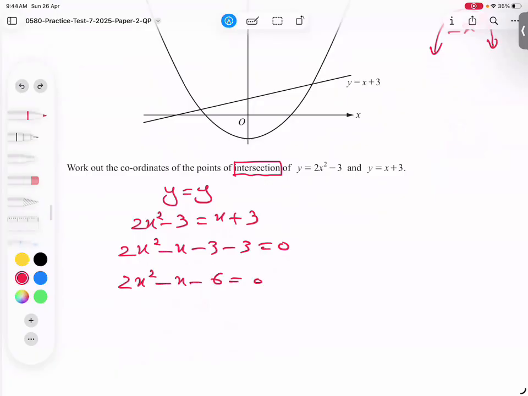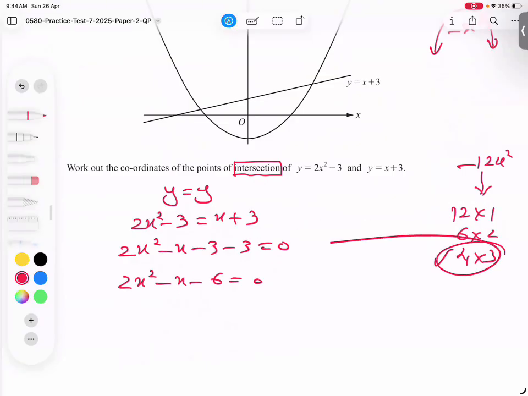6 times 2 is 12, so negative 12 x to power 2. How many ways to get 12? 12 ones are 12, 6 twos are 12, and 4 threes are 12. Which pair will give us 1x? Naturally this one. And how to get negative 1? It means the bigger number negative, the smaller number positive. It means it will give a negative 1x. Clear idea, I hope so.